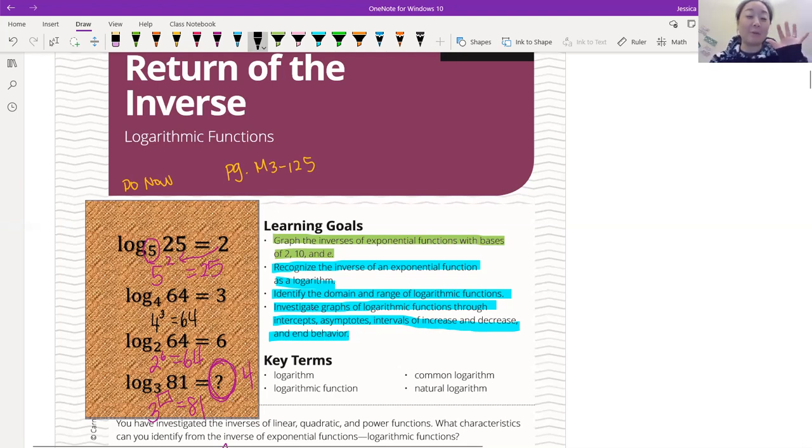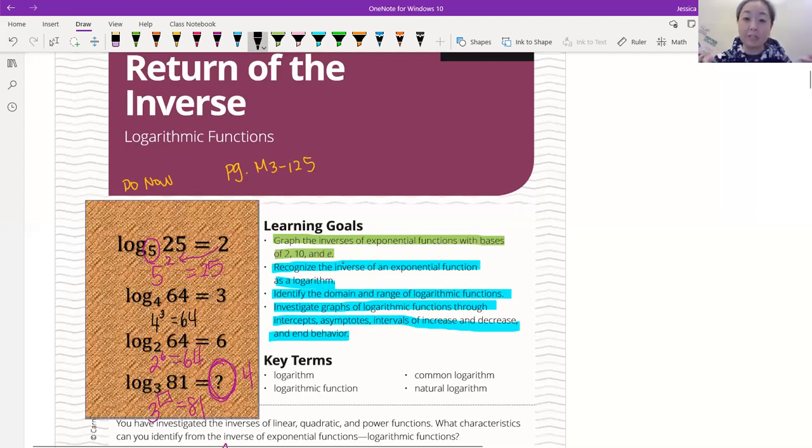But I'm going to refer to this do now quite often. I did in class. I'm not sure if I'm going to do that in this video, but we'll see. So for today, the learning target is to recognize the inverse of an exponential function as a logarithm. We'll talk more about that. What are logarithms? Do you see the logs right here? Yeah, logarithms. Logs for short.